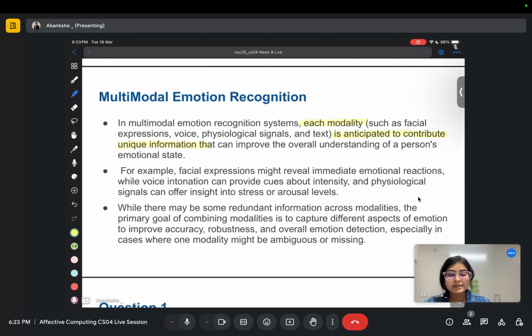It shouldn't be the case that you're getting the same information from text and from your voice, because we expect that these modalities will carry some complementary information. So let's say facial expressions might reveal immediate emotional reactions, while voice intonation can provide cues about the intensity, right? And physiological signals can offer insight into stress or arousal levels.